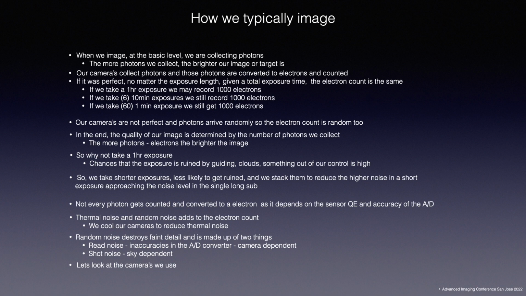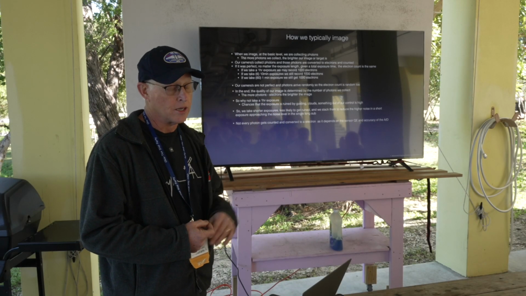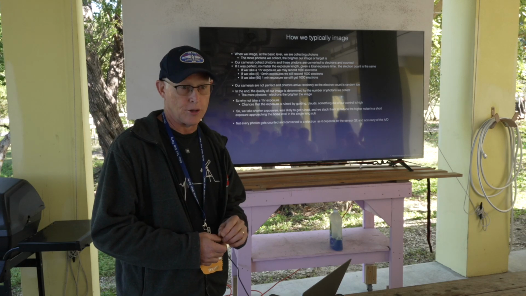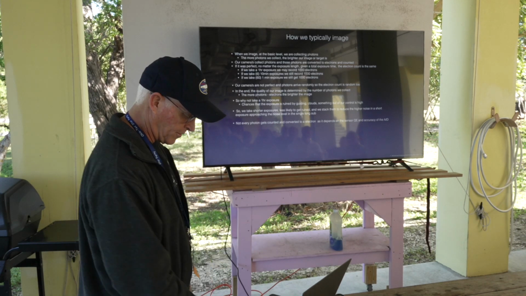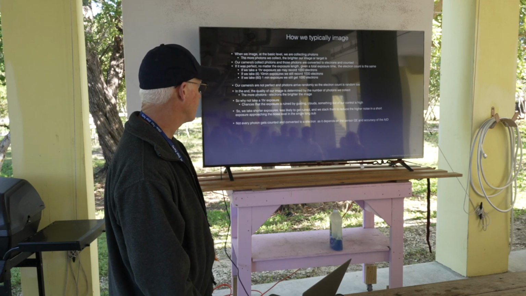So not every photon gets counted by our camera. There's a thing called quantum efficiency of a chip, which is how accurate it is at counting those photons. The higher that number, the better it is. And these new CMOS cameras that are out there now, over the last 4 or 5 years, have very, very high quantum efficiency. So that's a good thing for us.